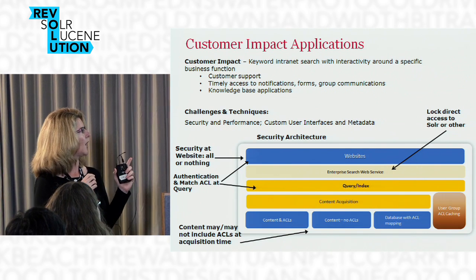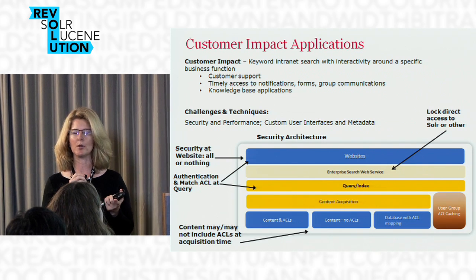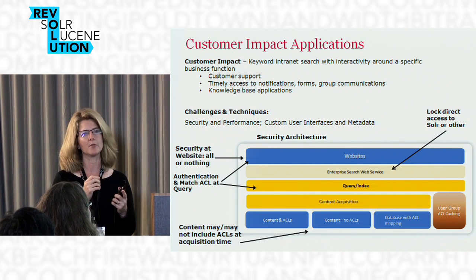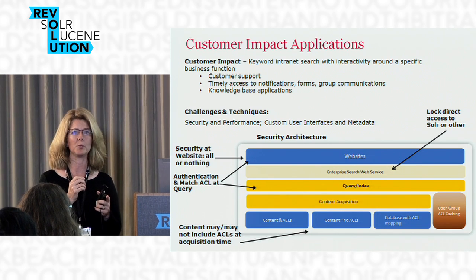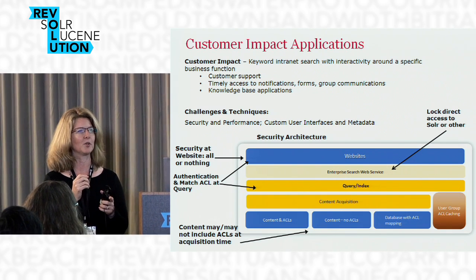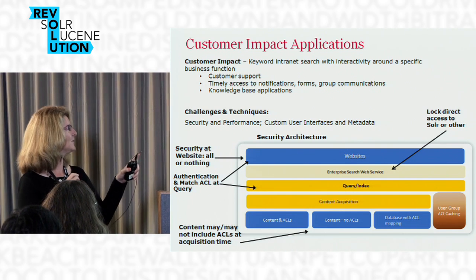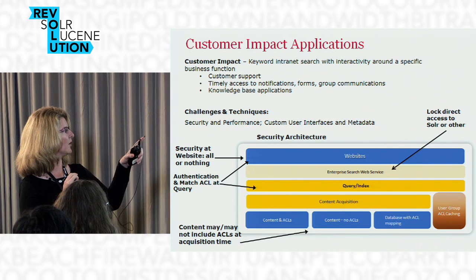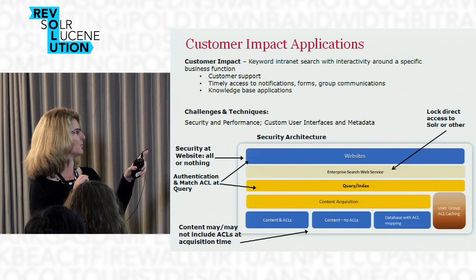So these are applications that typically have very rigid requirements around them. They often have security. Performance is a really big deal because you don't want people waiting on your customers. If you call up Wells Fargo, you want the answer right away. You don't want to wait for search. So here's some of the architecture around the security that we've had some challenges with.